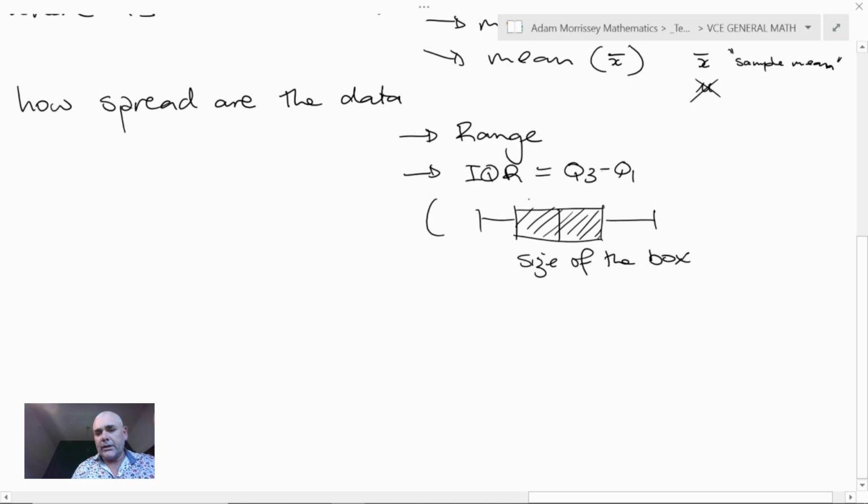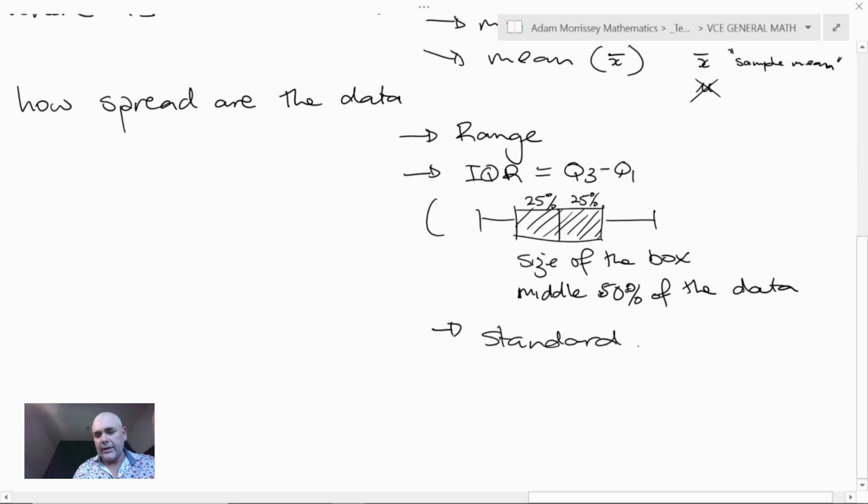We understand that because they're quartiles, there's 25% of the data in that part of the box and 25% there. So the size of the box, we're actually asking where is the middle 50% of the data. And that's what we're asking when we ask for the interquartile range. And that's useful. And the final thing that we ask for is the standard deviation.